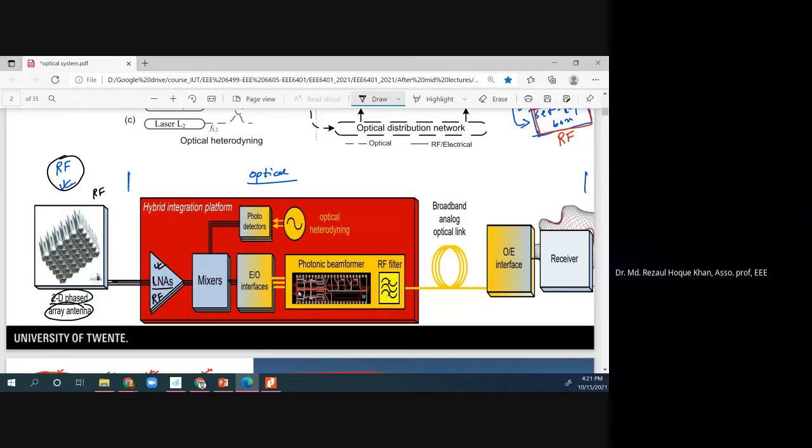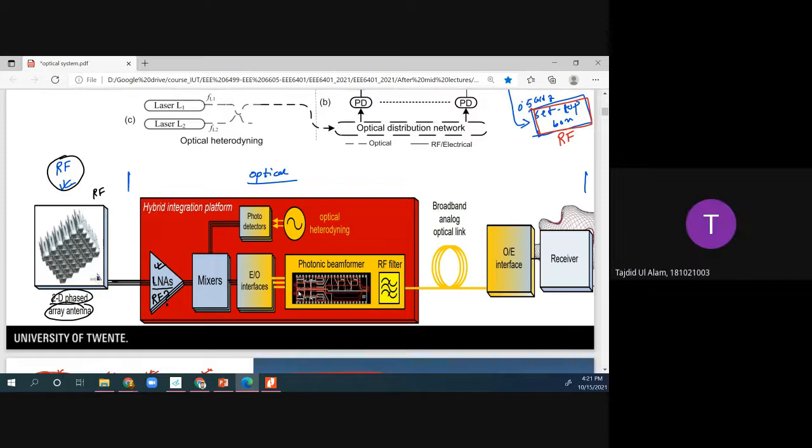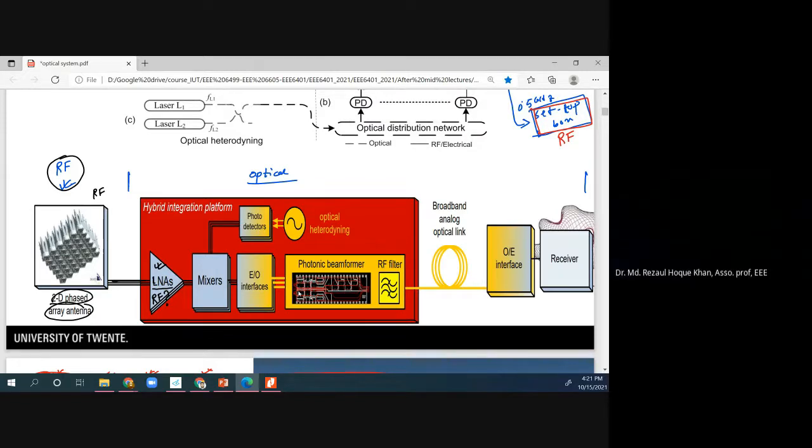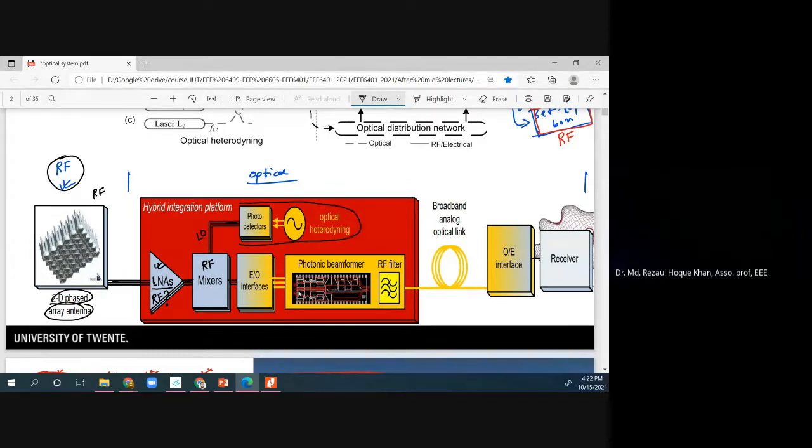Still in RF, right? Yes, sir, it's still in RF. So then it goes to a mixer. Is it still in RF? It's still in RF, because in the mixer we use another local oscillator. You see, that was the RF local oscillator. That local oscillator we completely replace by an optical system.